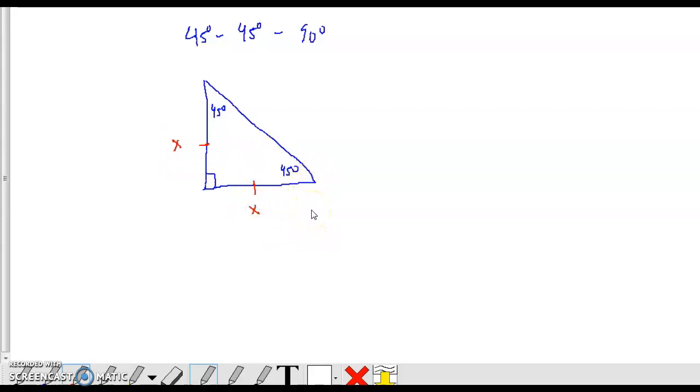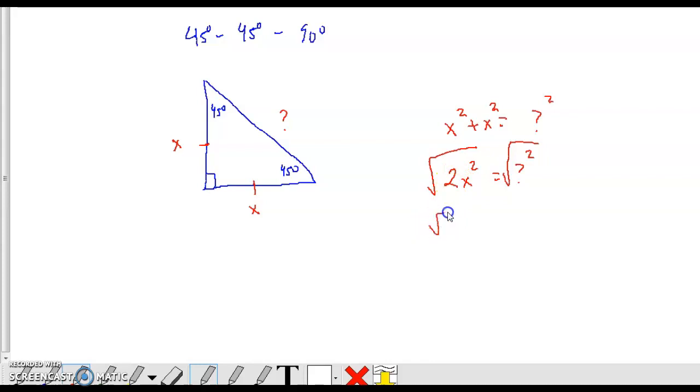So let's pick an arbitrary number for this guy. So let's say, actually, you know what? Let's come up with our generic one first. So Pythagorean theorem. We're going to call the hypotenuse question mark for right now. So we would say x squared plus x squared is equal to question mark squared. And then this would be 2x squared is equal to question mark squared. And then I would take the square root over here.